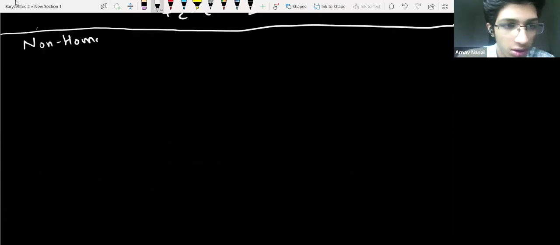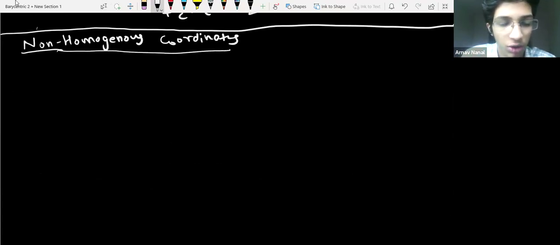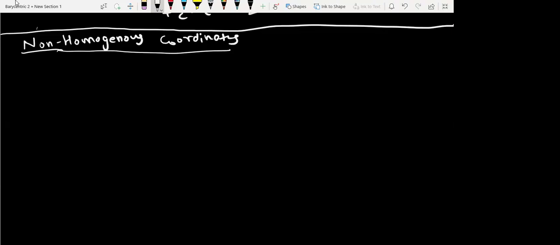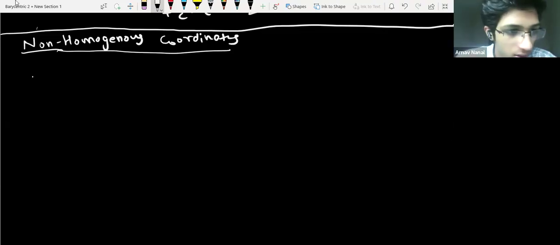Okay, so I'll now digress a bit and talk about non-homogeneous coordinates. Can someone quickly, just to revise, say what non-homogeneous coordinates meant in barycentric? They have a scaling applied to the homogeneous coordinates, multiplied by a scale factor. Yes, exactly.